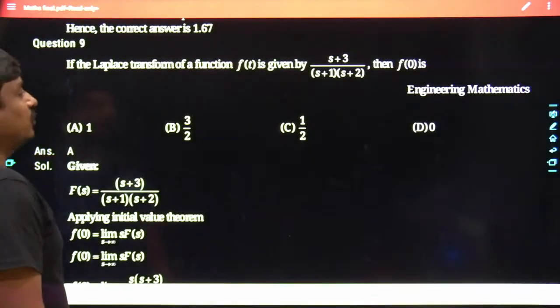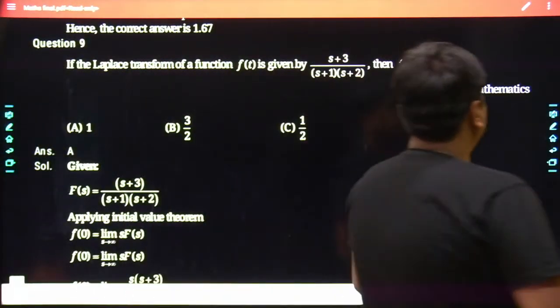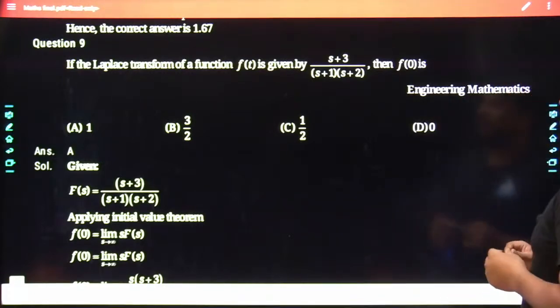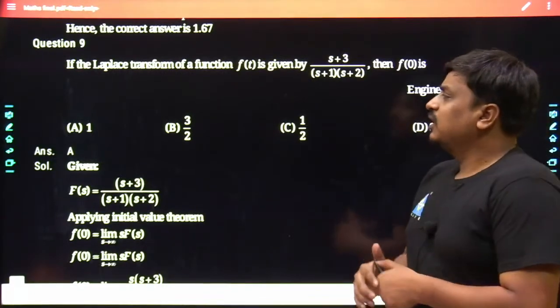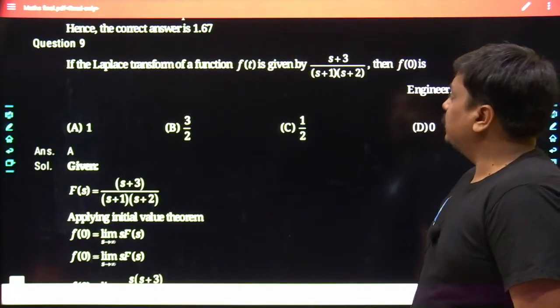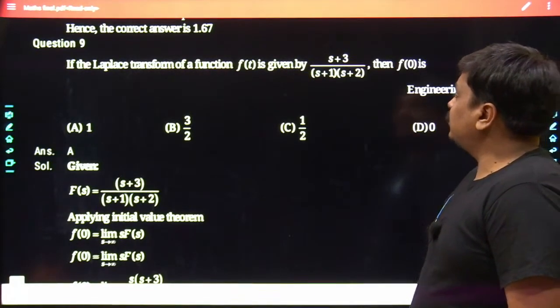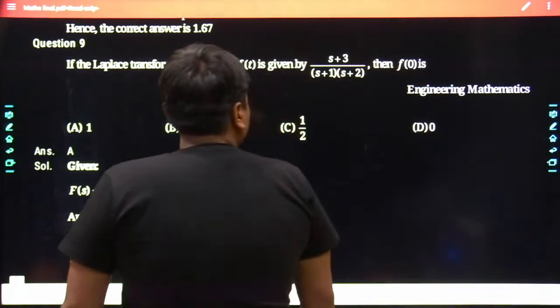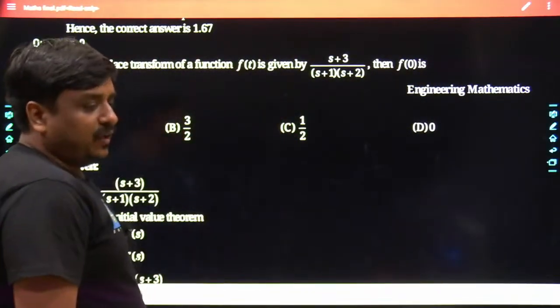In the same sequence, I am going to take the 9th question, and this is a problem from the concept of the Laplace transformation. Let me read the problem thoroughly and we'll try to smash this problem out. And yes, it is the simplest form of the problem. If the Laplace transformation of f of t is given by (s plus 3) divided by (s plus 1)(s plus 2), then we need to find f(0).